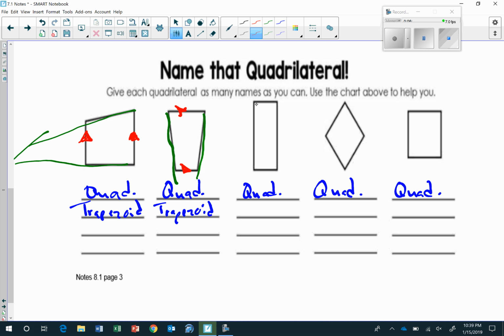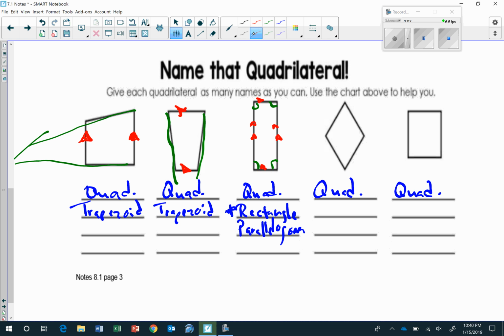For the next one, we've got parallel lines on the top and the bottom. The left and the right are also parallel. We also have 90-degree angles in each corner. So we have 4 right angles. Okay, so we can call this one a rectangle. Now we cannot call it a square because all of those sides aren't the same length. We could also call this a parallelogram because they have 2 sets of opposite sides that are parallel, but a rectangle would be the most specific one to call it.